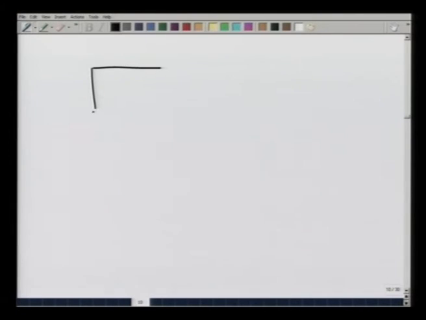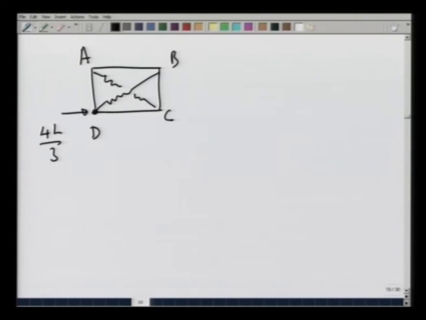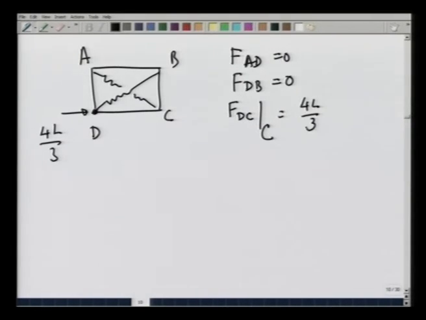Let us move on. So, what we have found in this is that at point D there is a force 4L by 3. For A, B, C, D: F_AD is 0, F_DB is 0, F_DC is compressive 4L by 3.